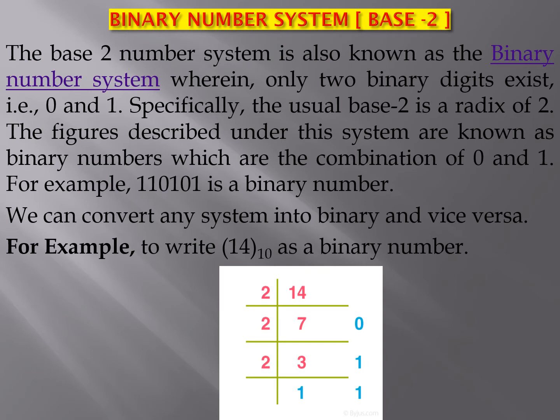Binary number system. For the binary number system, the base is 2. The binary number system has base number 2, wherein only two binary digits exist, that is 0 and 1. Specifically, the use of base 2 means a radix of 2. The figures described under this system are known as binary numbers. The combinations of 0 and 1 are known as binary numbers. Examples of binary numbers are 1101 or 01, etc. We can convert a binary number to any other number system.